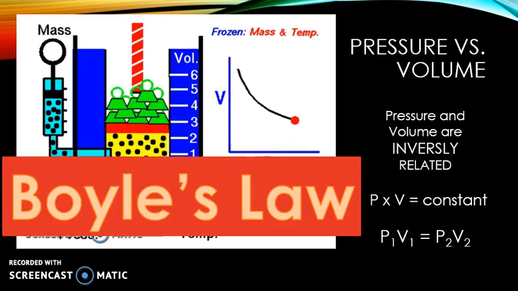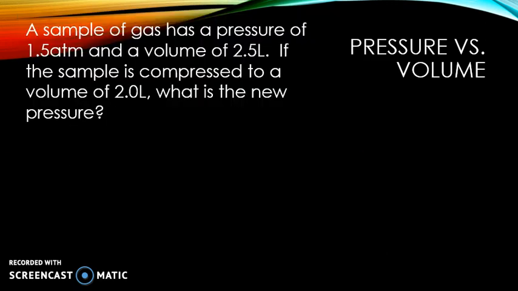Boyle's law holds temperature constant and looks at the relationship between pressure and volume. Pressure and volume are inversely related. That means that as pressure goes up, volume goes down. Let's take a look at a sample problem. A sample of a gas has a pressure of 1.5 atm and a volume of 2.5 liters. If the sample is compressed to a new volume of 2.0 liters, what is the new pressure?